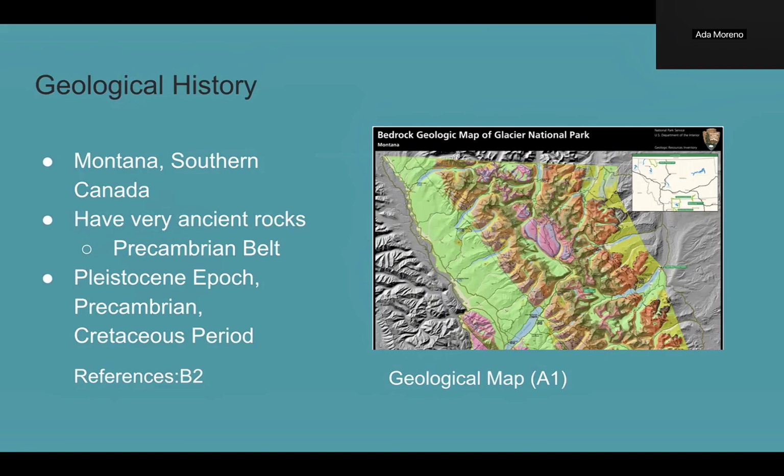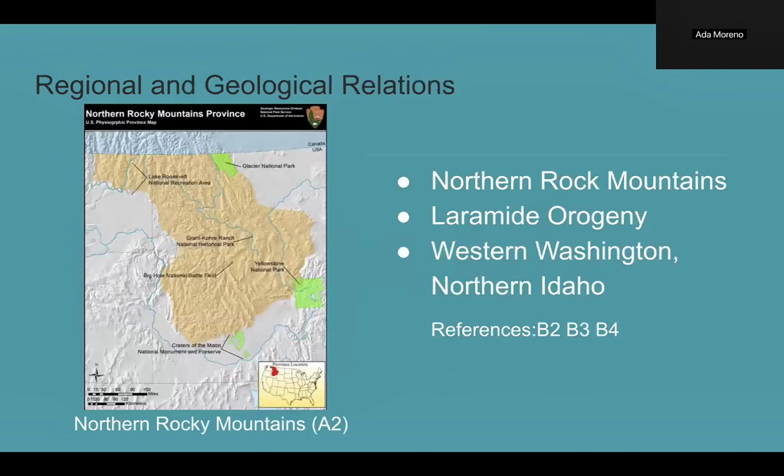The most recent Little Ice Age was from about 1300 to 1850, which is what created more of the recent glaciers in Montana. The image I chose to use here is from the US Geological Survey to get a better understanding of how different rocks are distributed throughout the park.